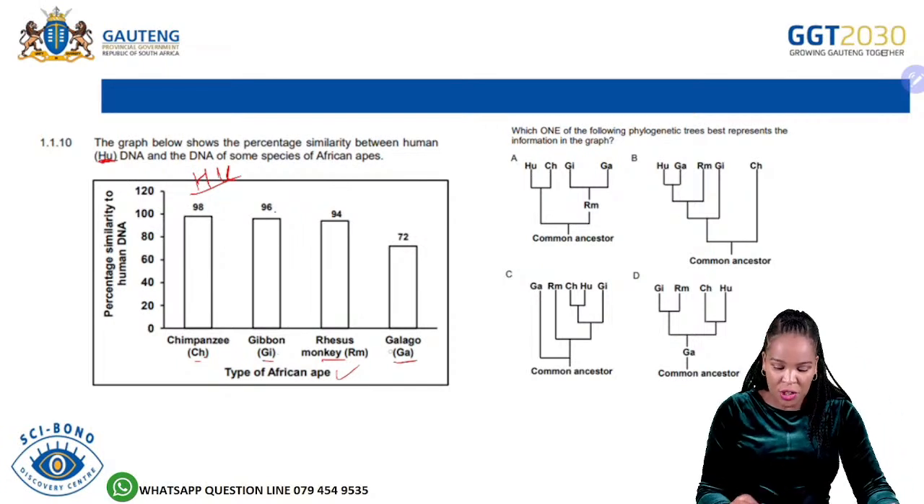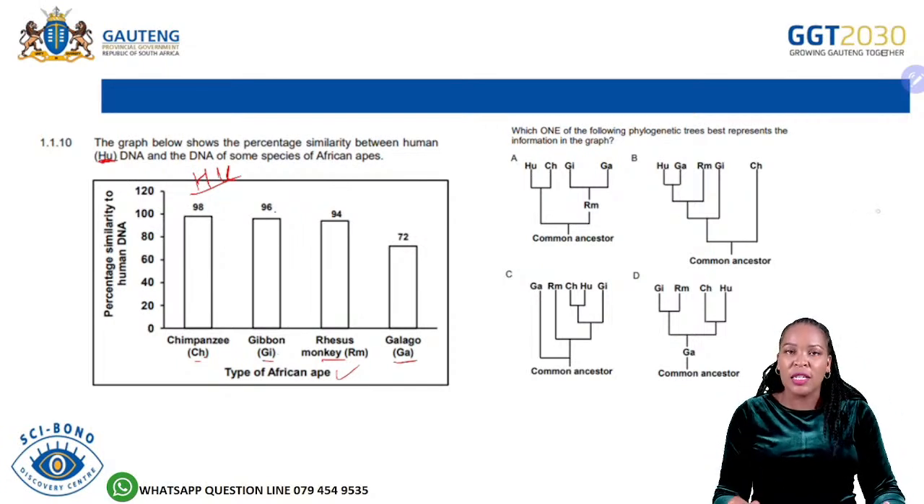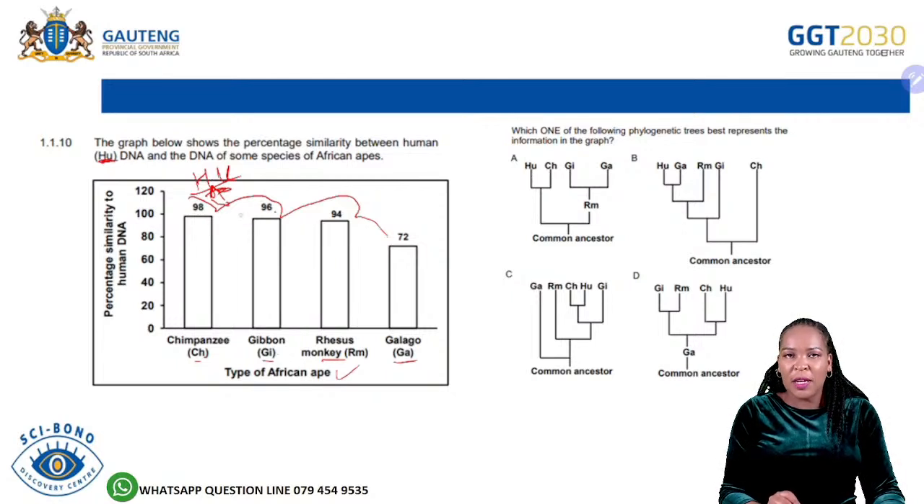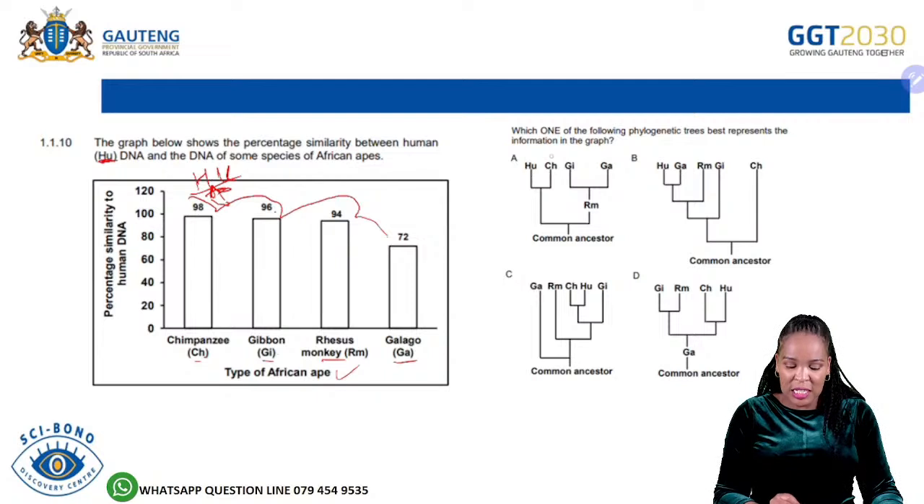Now, what does it say on the right? This is now our question based on this information. It says, which one of the following phylogenetic trees best represents the information in the graph? Now, you're going to check the differences, or how far everyone is from the human. Remember, the main one that we are comparing to is the human. Now, if you see that it is further away, it means it is less related. Now, how do you represent this in a phylogenetic tree?